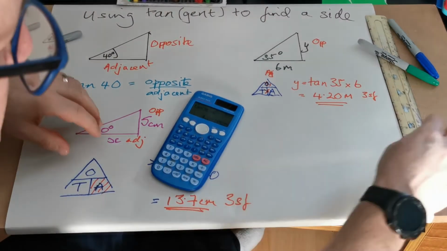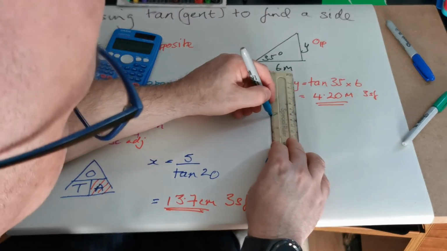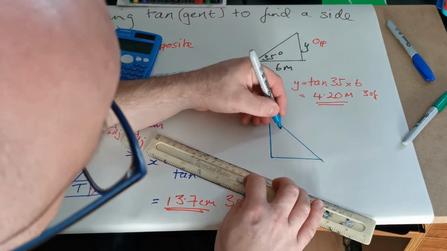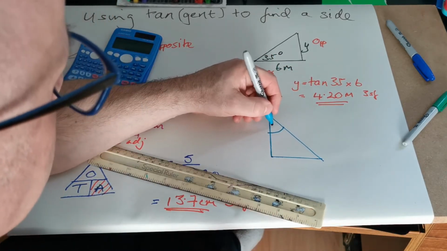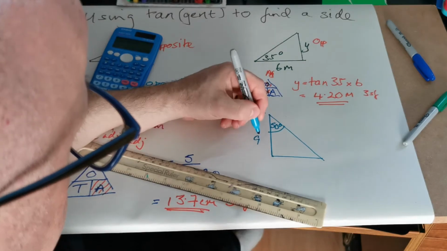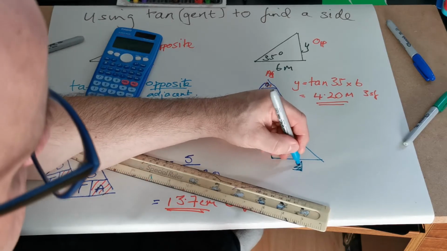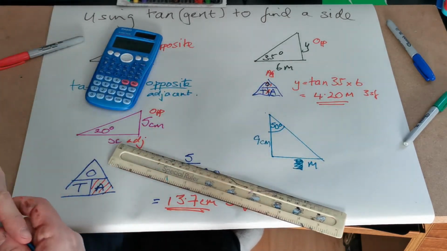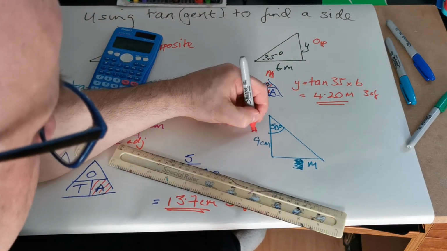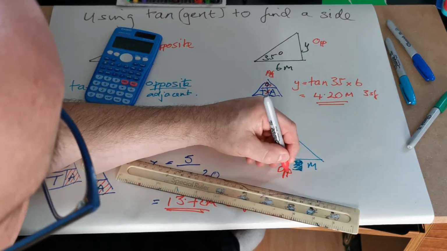So I've got space here, so I'm just going to stick one more question in there. I just wanted to highlight this about labelling. Let's call that M. So here's the angle, here's the one that's next to it, so that one must be the adjacent in this case. This one's on the opposite side of the triangle, so that one must be the opposite.